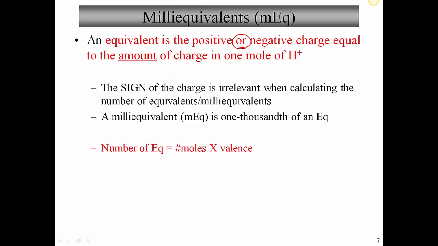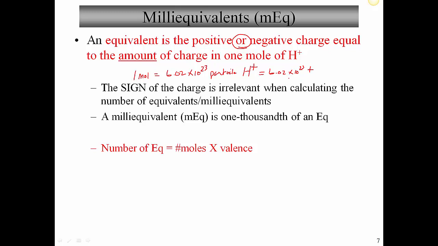Going back to the definition of a mole, if you haven't had chemistry, don't get panicky about this, but in 1 mole of anything, there are 6.02 times 10 to the 23rd particles. So if I had 1 mole of hydrogen ion, there's 6.02 times 10 to the 23rd hydrogen ions in that 1 mole. And since each hydrogen ion has 1 charge, that means I would have 6.02 times 10 to the 23rd charges, right? So positive charges.